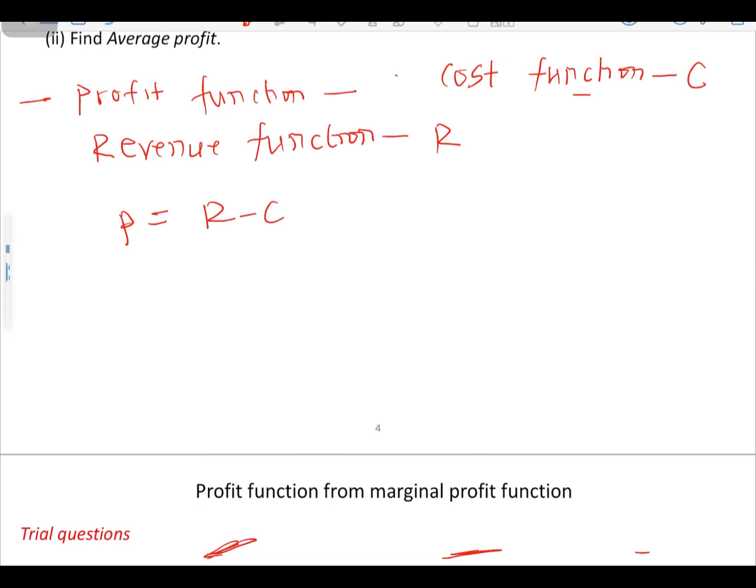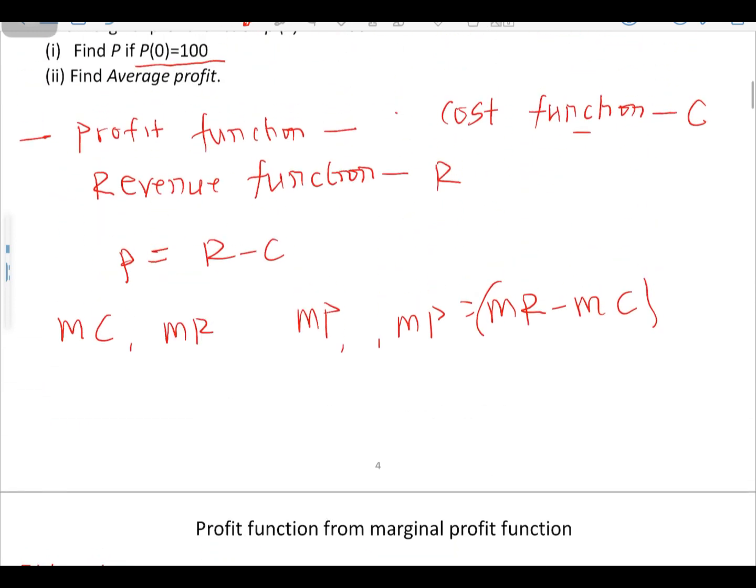The same thing applies to marginal profit and marginal cost. When you have a marginal cost MC, and a marginal revenue MR, and you want to calculate the marginal profit MP, you will calculate it as MP equal to MR, which is the marginal revenue, minus the marginal cost. So this is as simple as that. You don't need to waste much time on this, since you already know marginal revenue, marginal cost, and marginal profit.